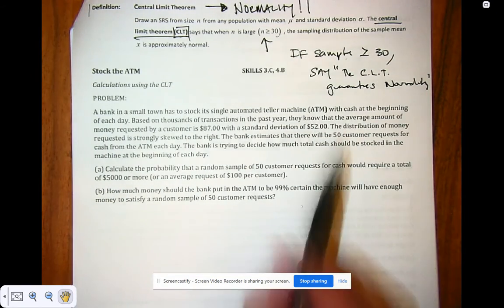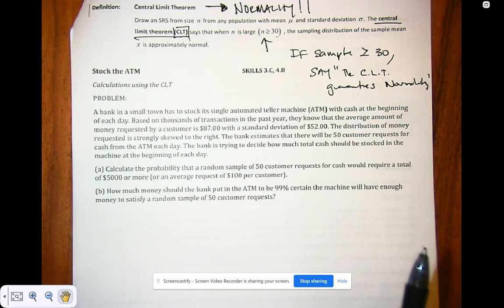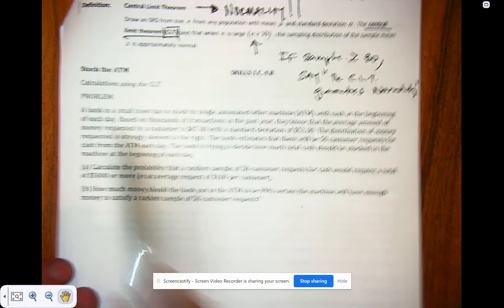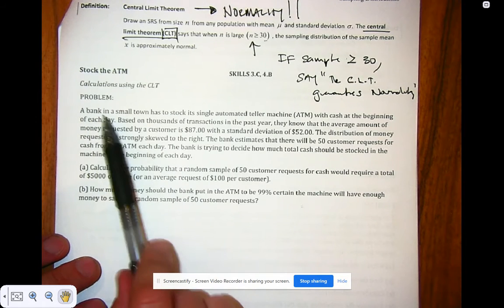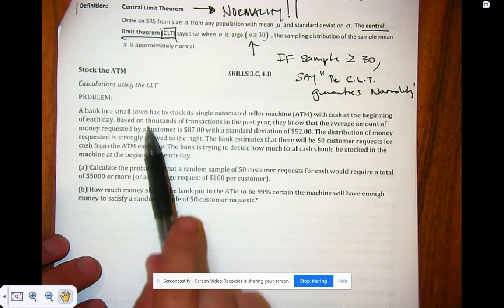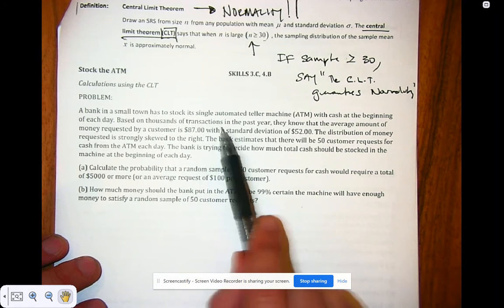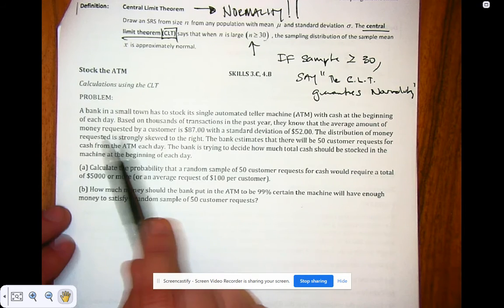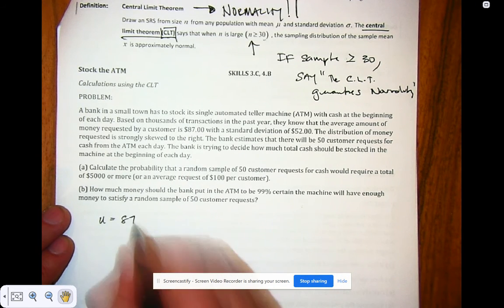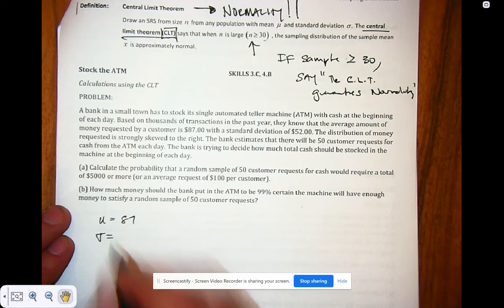Let's see if we can get in here quickly because this video is getting kind of long. So I'll read through this and skip over some things. You've got a bank in a small town based on thousands, there's your key, thousands of transactions in the past year. They know that the average money request is 87. So I'm going to write that down. Population average, $87. Standard deviation of the population, $52.